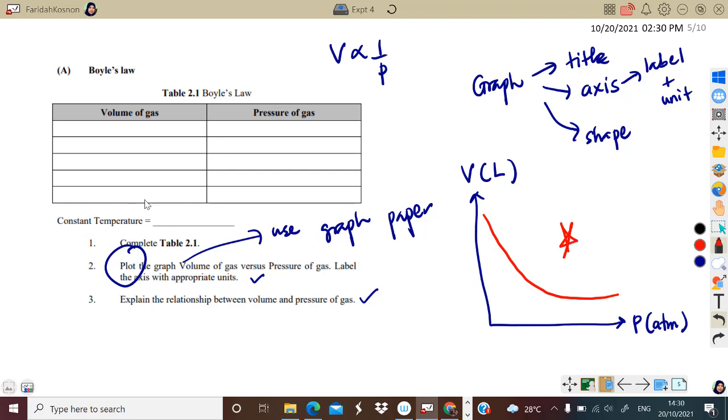Okay, explain the relationship between the volume and pressure of gas. So, kalau you dapat graf macam ni, maksudnya you boleh nampak lah the volume occupied by the fixed amount of gas at constant temperature is inversely proportional to its pressure. So, itu adalah apa yang soalan ni nak. Explain the relationship between the volume and pressure of gas. Okay, jadi pastikan cuba buat yang terbaiklah untuk eksperimen ini.